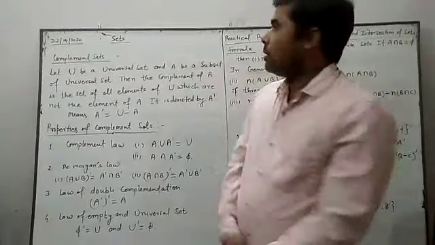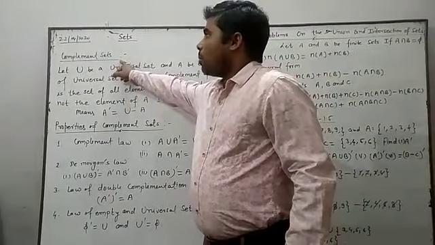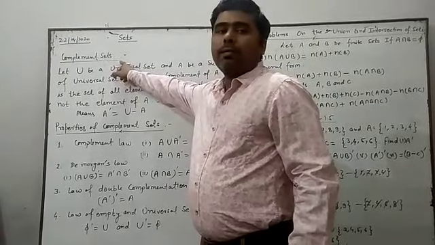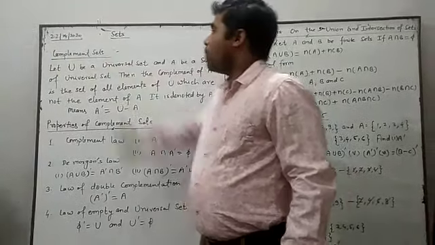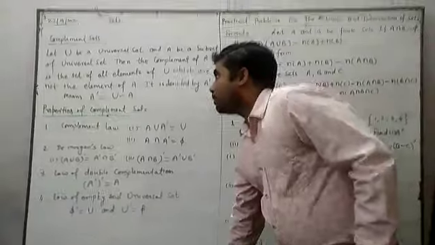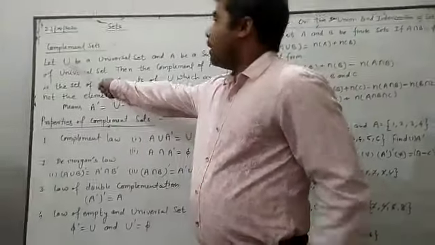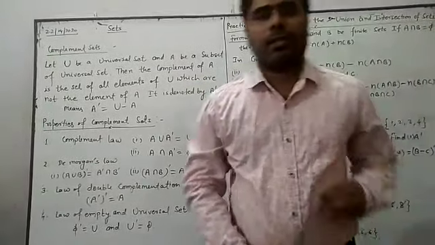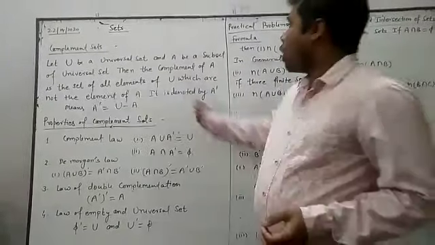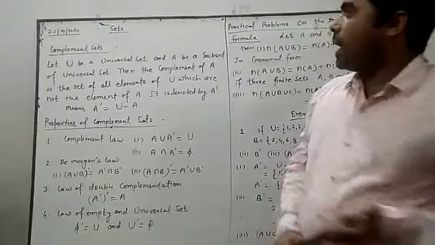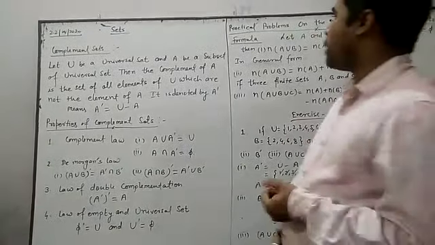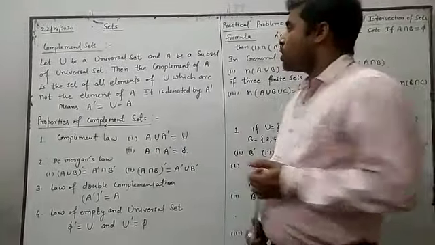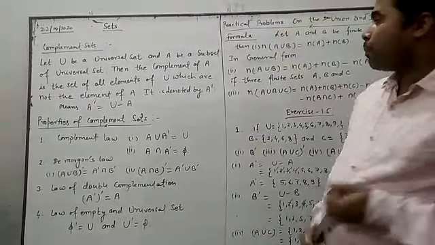Set. This topic will be complement of set. Complement set means: let U be the universal set and A be a subset of the universal set. Then the complement of A is the set of all elements of the universal set which are not elements of A.